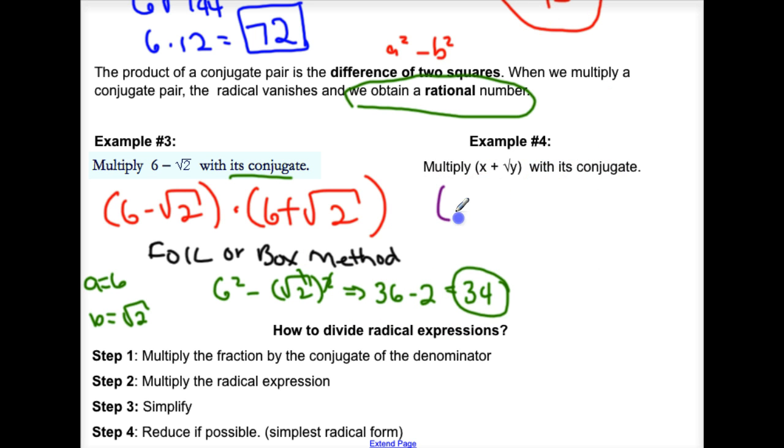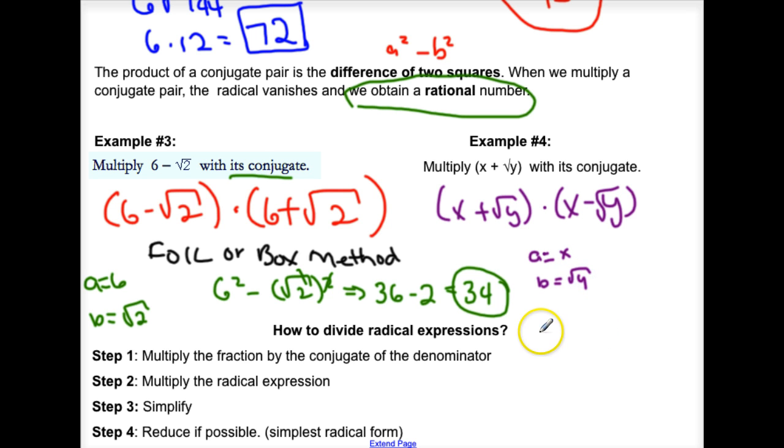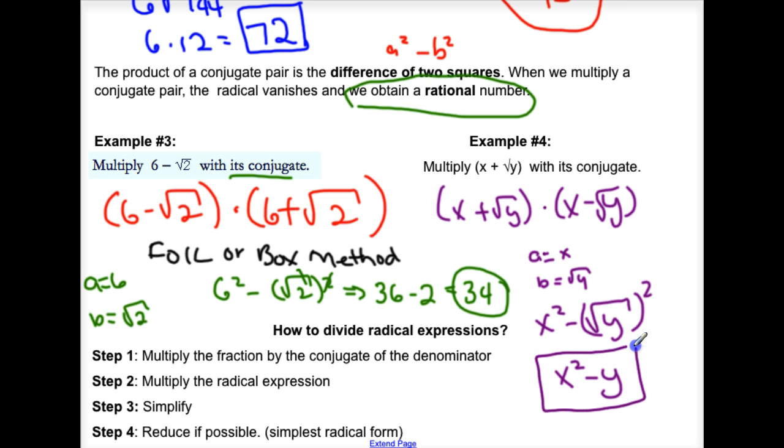Now this one is x plus square root of y times x minus square root of y. That's my conjugate. Again, my a is actually x and my b is the square root of y. This becomes x squared minus square root of y squared. So it's x squared minus y, and that's my final answer. Very easy. Again, with this one, we can do box, we can do FOIL. You will still get the same answer right here.